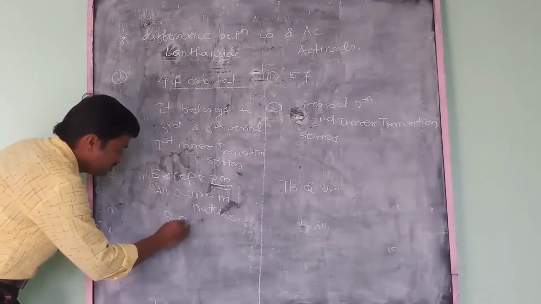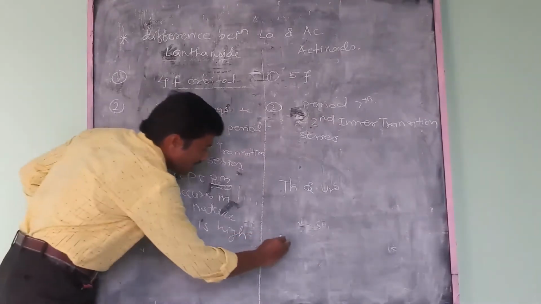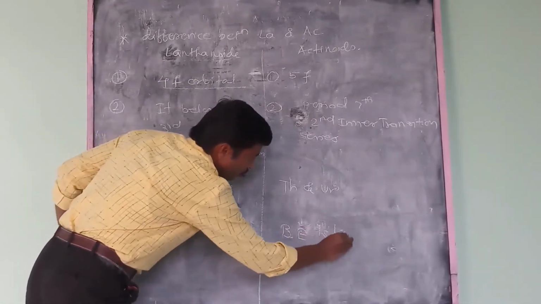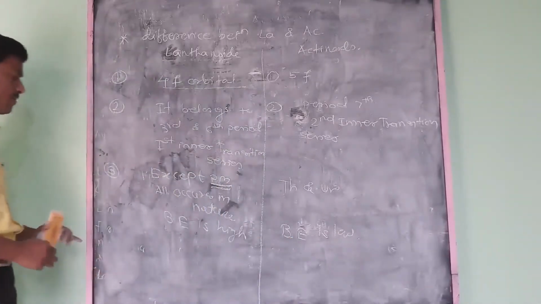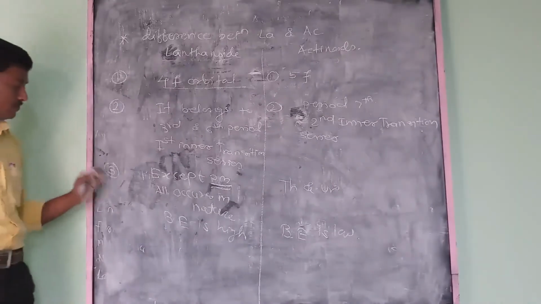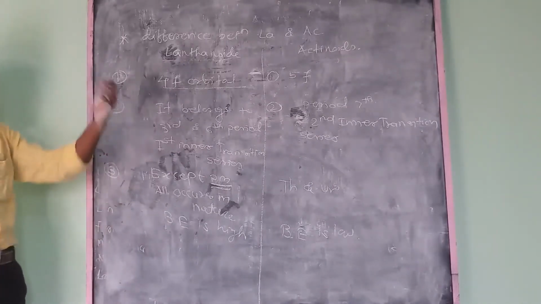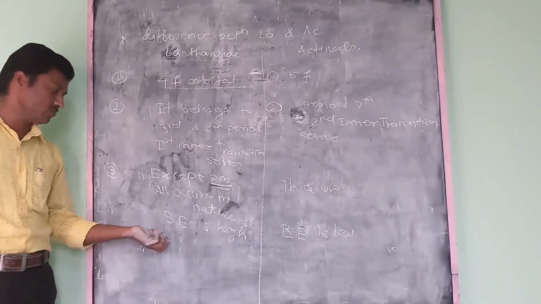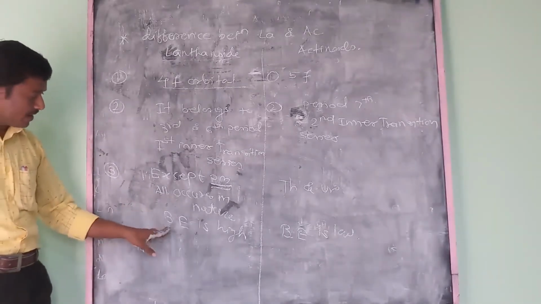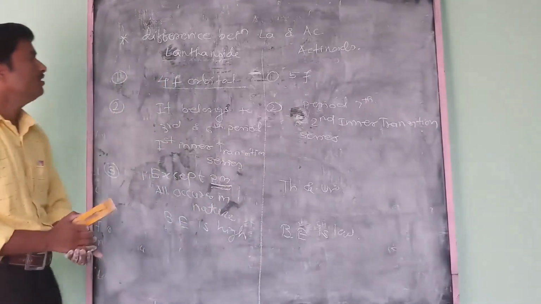Next, binding energy. Binding energy is high in lanthanoids and low in actinoids. Binding energy means the energy needed to bind the outermost electrons. Therefore the binding energy of lanthanoids is high and that of actinoids is low.